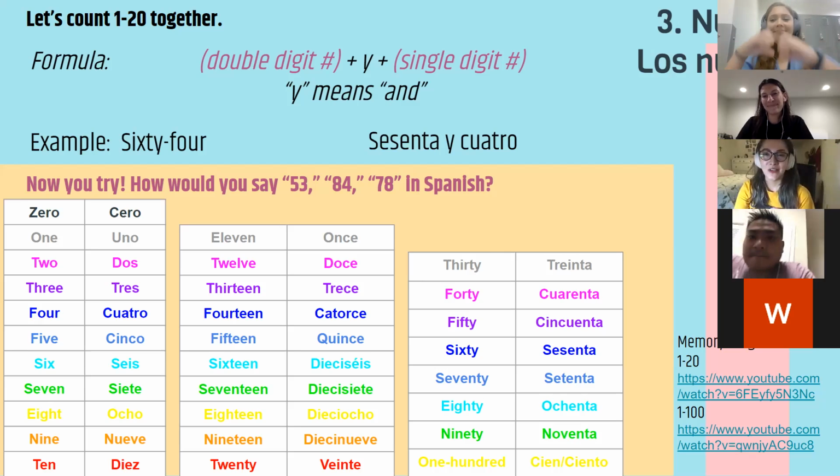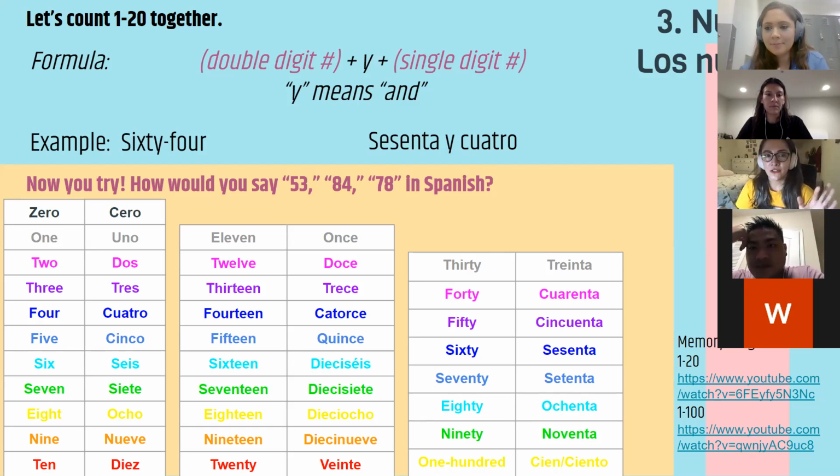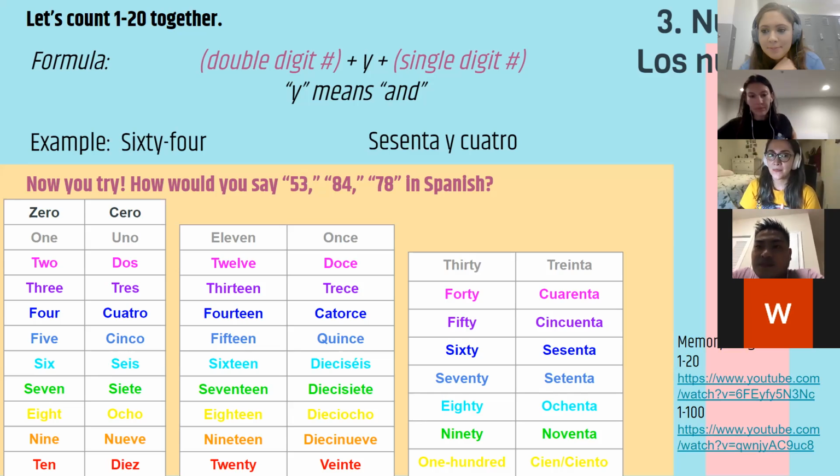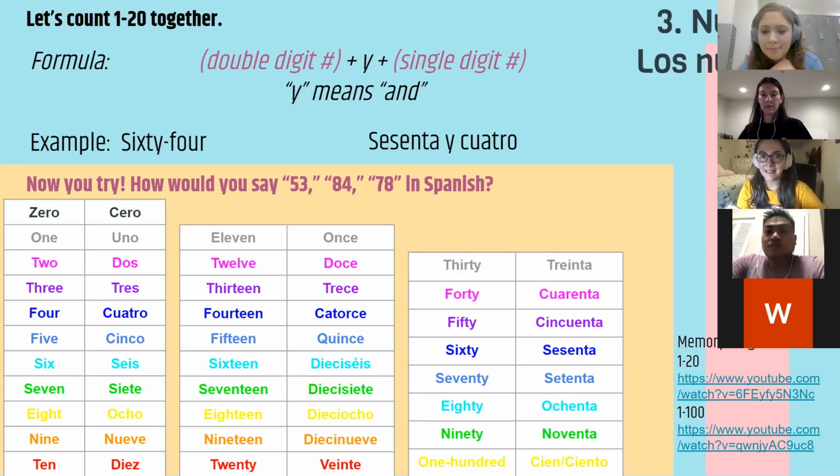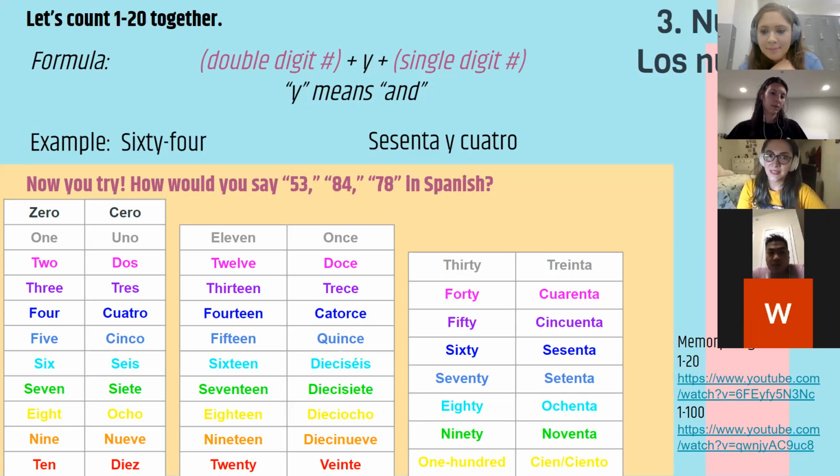Yeah, very good. So here we have a formula that's going to help you when you want to go above 20. So for this formula, first you're going to take the root, so like the double digit number, then you're going to add E, which means and, and then you will go with your single digit number. Right? So for example, if you want to say 64, you would take the double digit number, so that would be 60. Then you would add E, which means and, and then your single digit number. So in total, it would be 64.